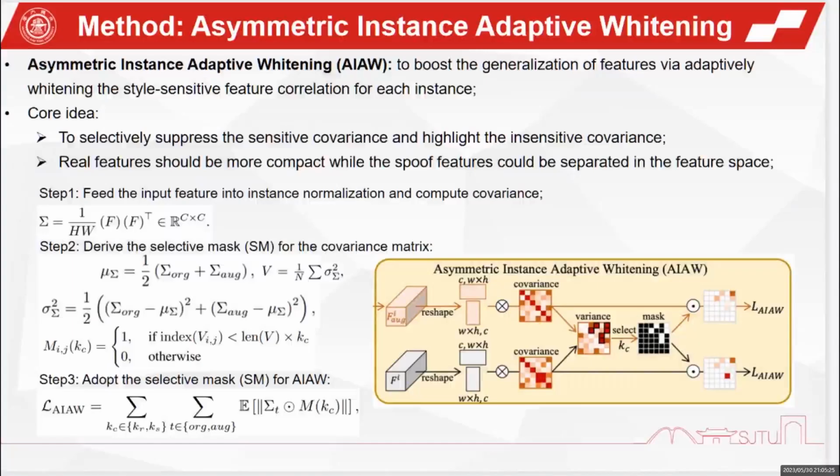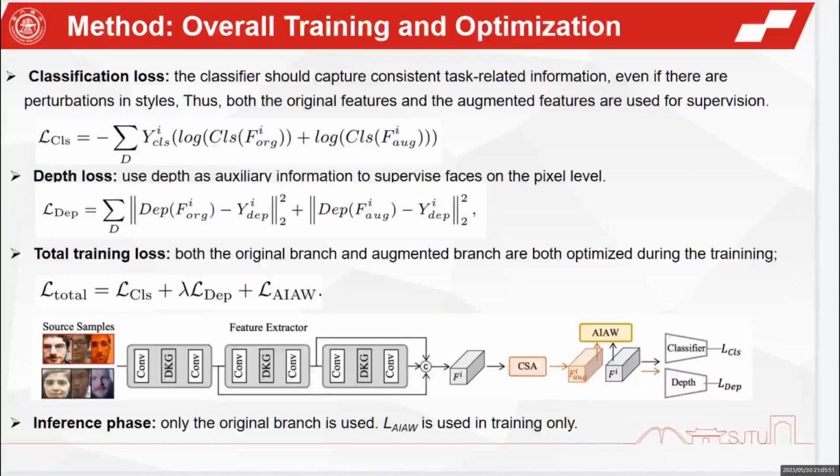Next, the core idea of AIAW lies in two aspects. Firstly, we aim to selectively suppress the sensitive covariance and highlight the insensitive covariance. Besides, real features should be more compact, while the spoof features could be separated in the feature space. Thus, given the input feature, we derive the selective mask for the covariance matrix and adopt the mask for AIAW. During the training, our total training loss includes the classification loss, depth loss, and the AIAW loss. In the inference phase, only the original branch is used.